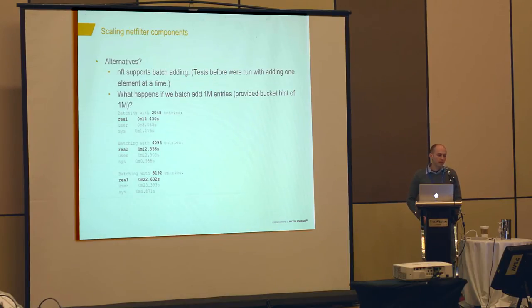What are the alternatives here? nft does support batching, so we can add multiple elements in a single instance. If I try to batch add 1,000,000 entries, but do it in chunks of 2K or 4K, then we're able to get down to 14 to 12 seconds. In this particular case, I did provide a bucket hint at the beginning when I created the set of a million entries. If I don't do that and we start with four buckets, we still can't grow.